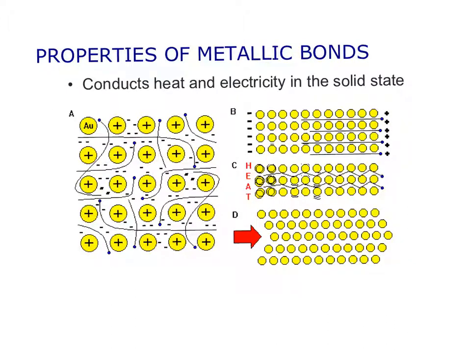They're able to conduct heat and electricity in the solid state. If you remember, ionic substances had to be dissolved. Because in ionic substances we do have that positive and negative, but they're not free moving. So it has to be dissolved in water in order to be able to move around. That's different. Metallic bonds have those free-moving charges, so they can actually conduct heat and electricity in the solid state. That's different than ionic.